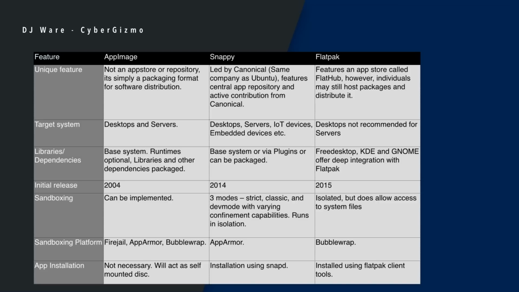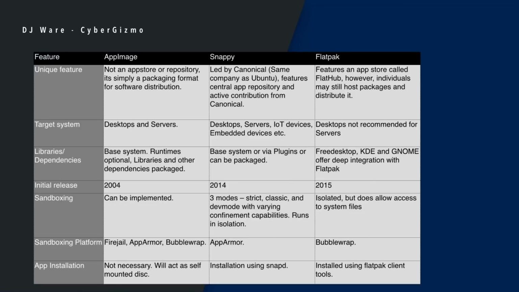However, they also allow access to the file system of the host. And this is not good. You can sandbox AppImage. You can use FireJail. You can use AppArmor. You can use bubble wrap, but it isn't required. So I'll just be truthful with you, AppImage doesn't have to do that.